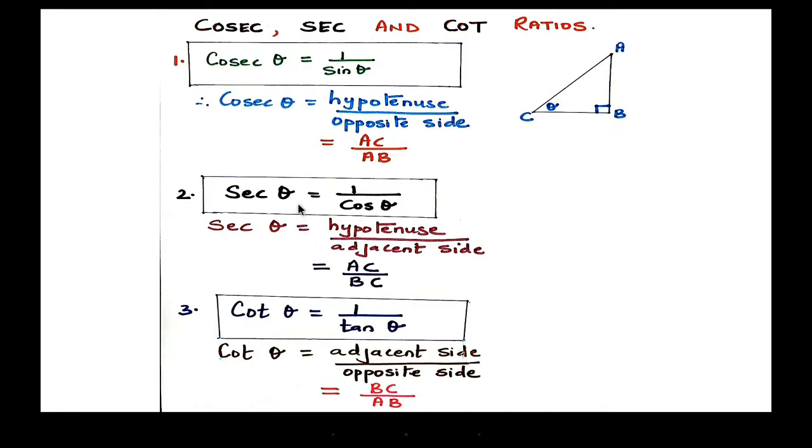Sec theta is the multiplicative inverse or reciprocal of cos theta. So sec theta will be hypotenuse upon adjacent side, that is AC upon BC. And cot theta is the reciprocal or multiplicative inverse of tan theta. So cot theta will be adjacent side upon opposite side, that is BC upon AB.